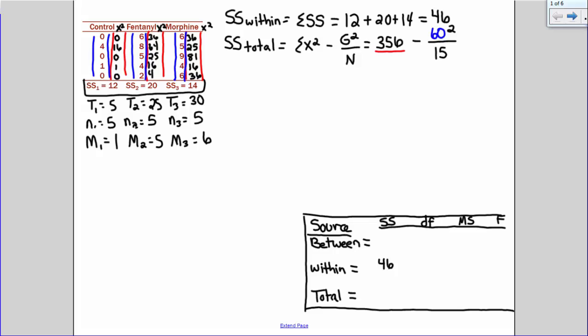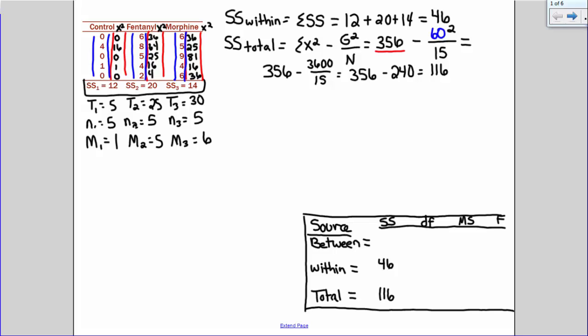So I've just got all my information filled in right there for you. All right, so let's go ahead and finish our calculations for sum of squares total. So I'm going to do one step at a time. I need to solve for my exponent first. So this becomes 356 minus, so 60 times 60 gives us 3,600. And we're going to divide that by 15. Then this becomes 356 minus, well, 3,600 divided by 15 gives me 240. And I end up with 116. So my sum of squares total is 116.